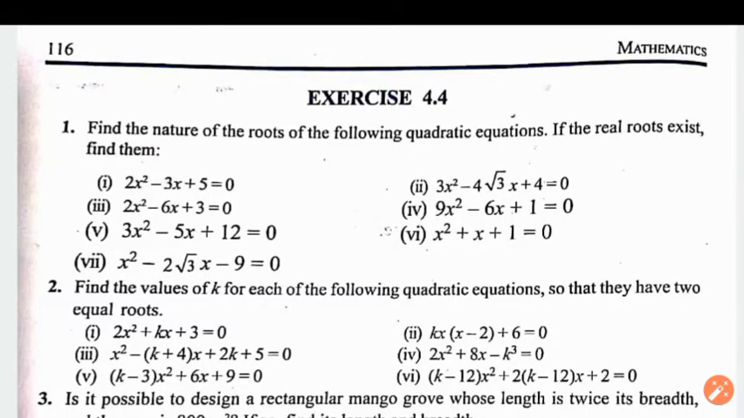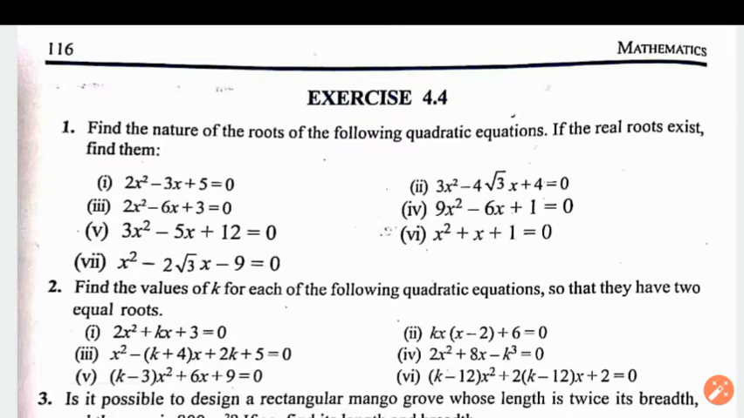Welcome students. We were doing quadratic equations and we have done three exercises based on quadratic equations: exercise 4.1, 4.2 and 4.3. Here I come with my new video today, and in this video I am going to solve the next exercise of quadratic equations, exercise 4.4, which is the last exercise of your NCERT book.